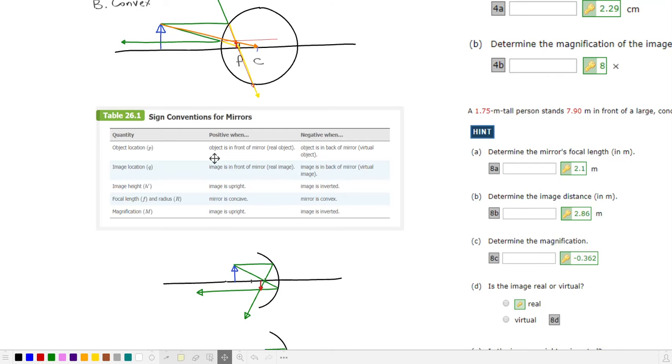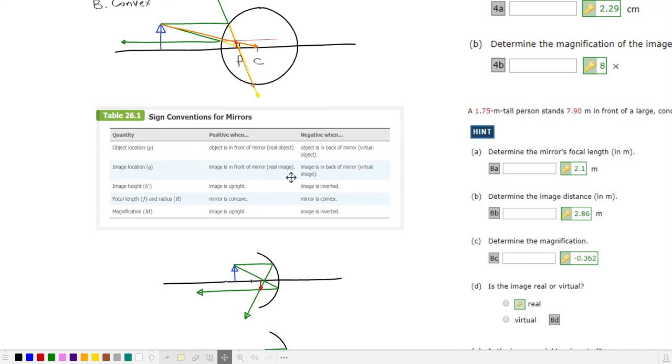For example, the object location: real light scatters off it, so it has a positive sign. Object is behind the mirror? Well, that's only if you're Alice in Wonderland, or your reflection is the object for another mirror. So it's a compound reflection. For everything that we're going to be doing, the object distance is going to be positive.